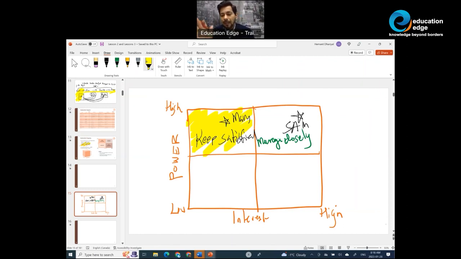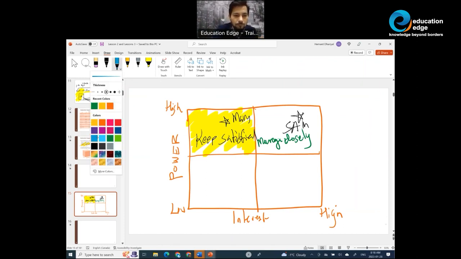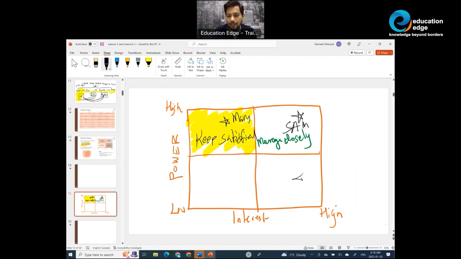Now, a stakeholder may have high interest but low power, or they may maybe fall somewhere here. They have high interest, but low power. Let's say Simon has high interest, but low power. Simon should be kept informed. And let's say a stakeholder has low power and low interest, you keep them in monitor state.